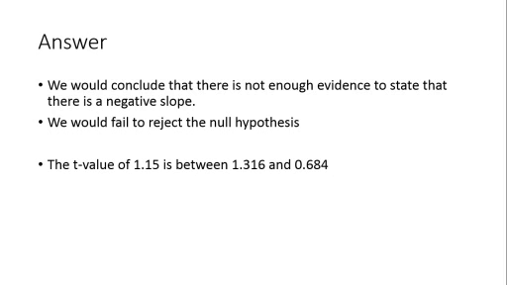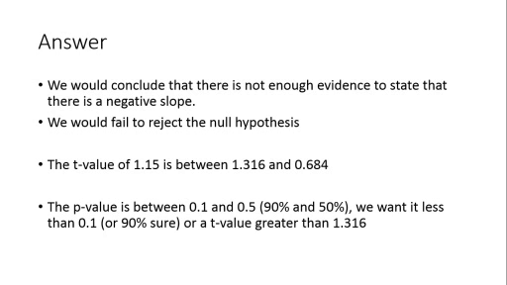And the reason is because that t-value that we calculated, 1.15, is between 1.316, which is 90%, and 0.684, which you can think of as 50%. So we're somewhere between 90 and 50% sure, or 50 and 90% sure in this case. So the p-value right here is between 50 and 90, but we want to make sure we're at least 90% sure. That means we needed a t-value that was greater than 1.316 in this example to be able to say yes, we're probably sure. So we want it more than 90. If it's less than 90, then we cannot conclude it.